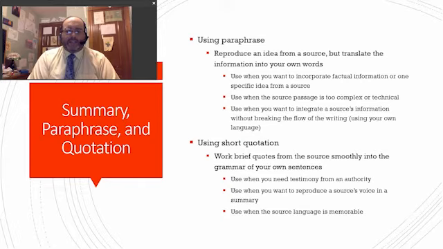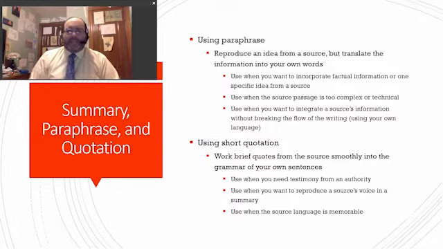If you're using paraphrase, what you're doing is reproducing an idea from a source, but translating the information into your own words. Okay. You're doing this primarily when you want to incorporate factual information or one specific idea from a source. If you're looking for a very specific and very limited piece of information, it'd be a good idea to try to paraphrase it. Okay? Here's the hard part, though. When you're doing a paraphrase, you have to try to do it in your own style. Okay? So one other reason you want to use paraphrase is when the source passage is too complex or technical in order to quote it.